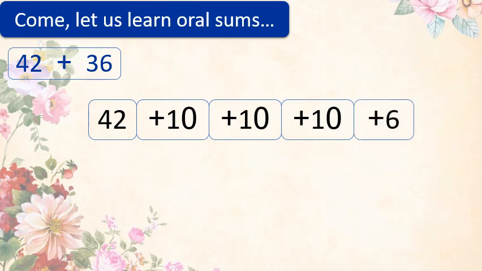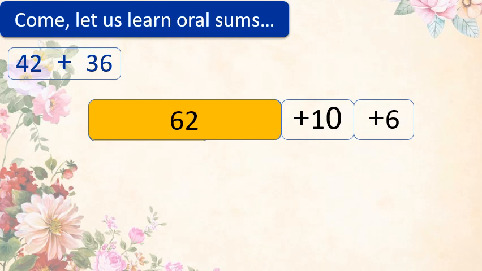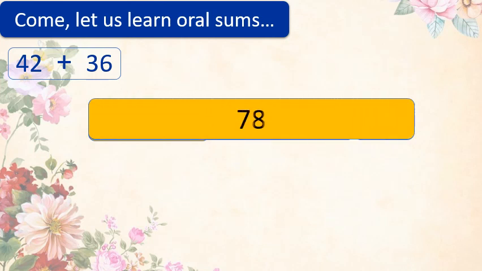Now see this. 42 plus 10 we will do. What is the answer? 52. Very easy, isn't it? Now 52 plus 10 became 62. 62 plus 10 is 72. You know this 72 plus 6. What is the answer? That is nothing but 78. Got this? So the answer for 42 plus 36 is equal to 78. Got this, students? Okay, we will practice one more.